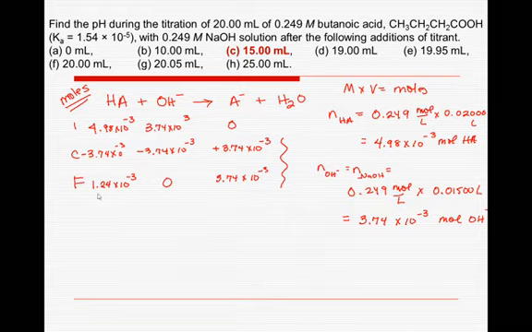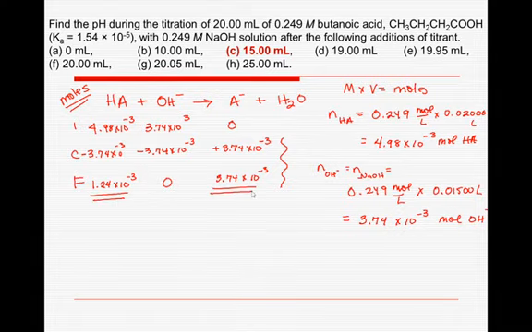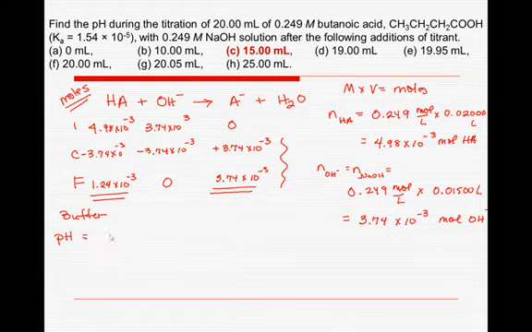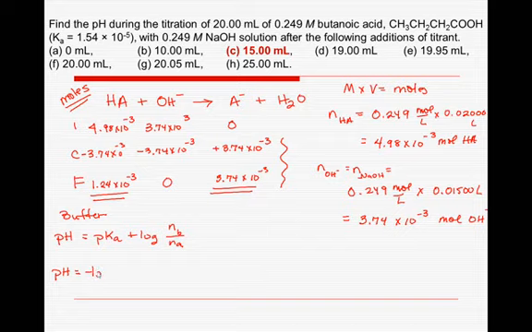Once again, I see that I have present some weak acid and some of its conjugate base. So once again, this is in a buffer region. It is a buffered solution. And I can use the Henderson-Hasselbalch equation. pH equals the pKa, I'll go ahead and write the equation, plus the log of number of moles of base over number of moles of acid. So pH is equal to the negative log of 1.54 times 10 to the minus 5.